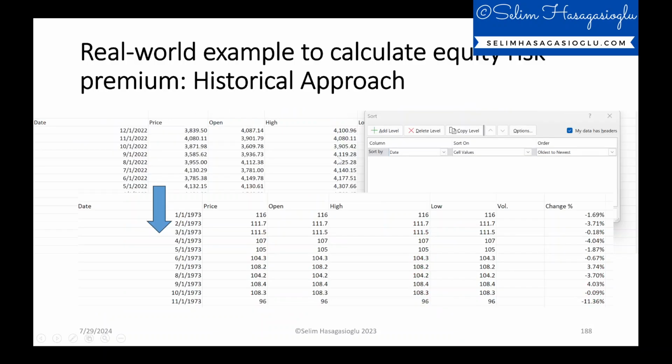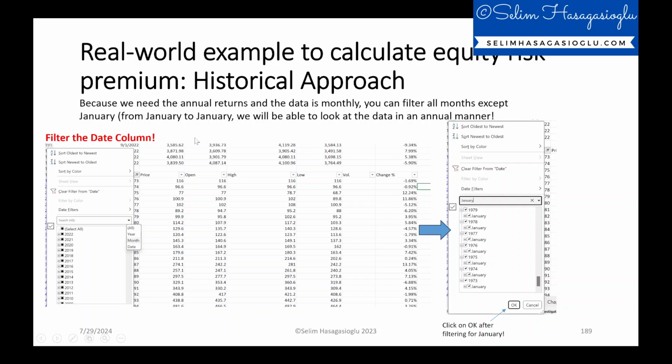But remember the problem from the previous problems. When you download this data from investing.com, the date column will start from the newest date to the oldest date. So you need to sort this column. Select the sort function, sort by date column, sort on cell values, but order will be oldest to newest. So it should start from 1973 and end in 2022.